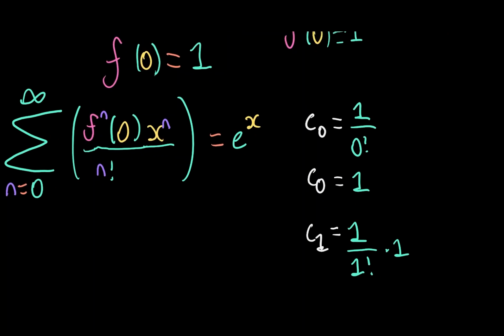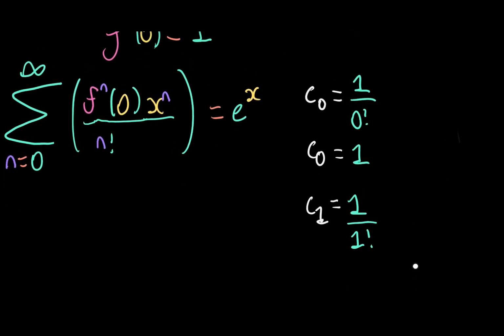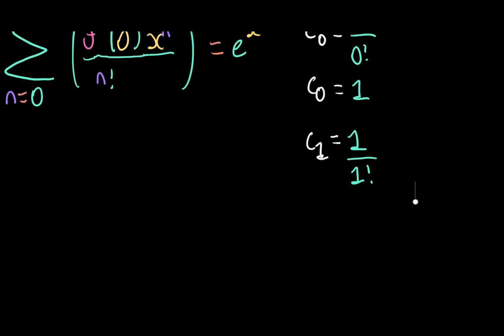Or times x. But we're just looking for the constant, not the x. So this x is actually kind of useless for now, but we'll just keep it there since it's our formula. All right. So next, it would be n is equal to 2.